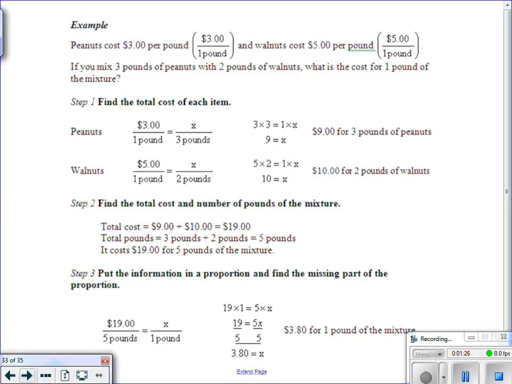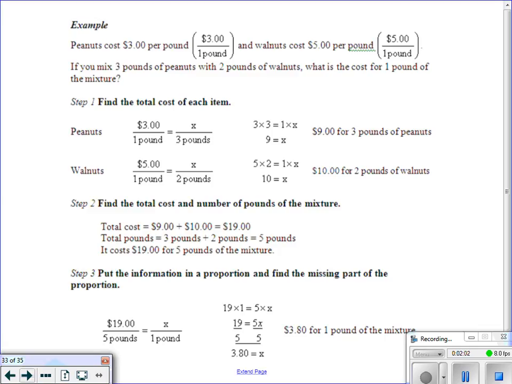If you look at this first example, peanuts are $3 a pound and walnuts are $5 a pound. If you mix 3 pounds of peanuts with 2 pounds of walnuts, what's the cost for 1 pound of the mixture? The first thing you need to do is get the total cost for each of the items. Peanuts are $3 a pound and you're getting 3 pounds of those, so that's going to work out to $9 for the 3 pounds. Walnuts are $5 a pound and you're getting 2 pounds of them. 5 times 2 is 10, so that's $10 for the 2 pounds.